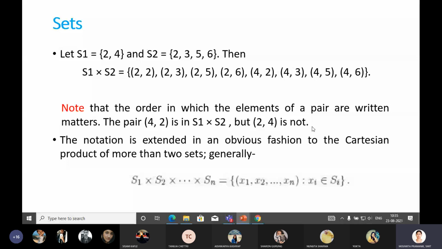Okay, so this notation is extended. We can write this notation for more than 2 sets also. So this way we can write the Cartesian product S1, S2, S3, S4 and up to Sn. Then we can do the operation S1, S2 up to Sn, all the combinations of the x's where each xi belongs to the set Si. So this way we can find the Cartesian product of sets.